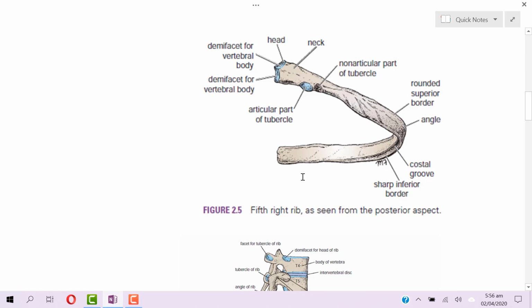For example, if this is the fifth rib, the lower facet will articulate with T5 and the upper facet will articulate with T4. Then this is the constricted part, which is the neck. Then there will be a tubercle here. This tubercle will have a non-articular part and an articular part also.